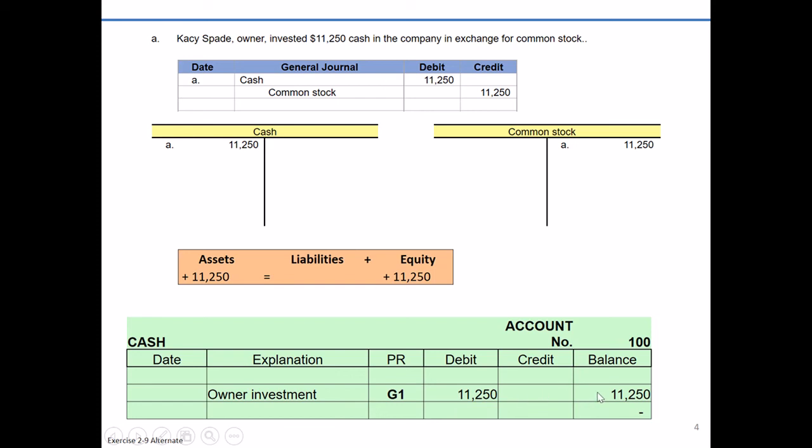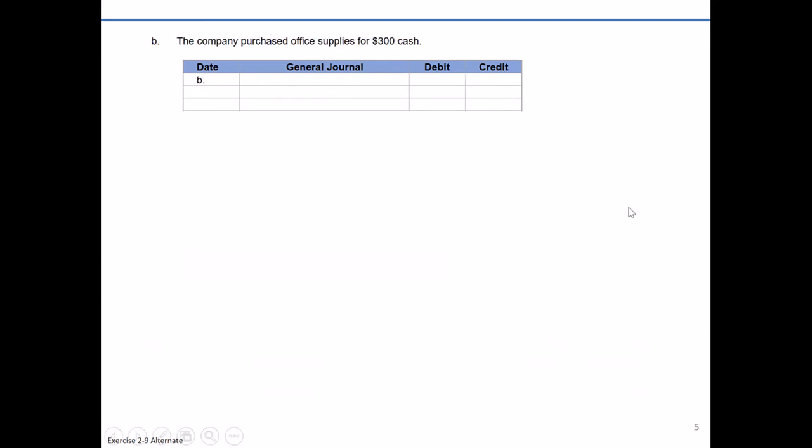then also shows the resulting balance in the account. Again, for simplistic purposes, we're just going to show the more simple T account representation. Having said that, let's go ahead and jump in and start delving into our next transactions. We're going to look at B, where the company is going to purchase office supplies for $300 in cash. Again, not knowing the date, I'm just going to put B here.